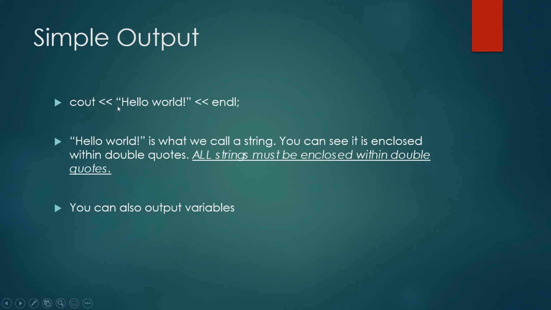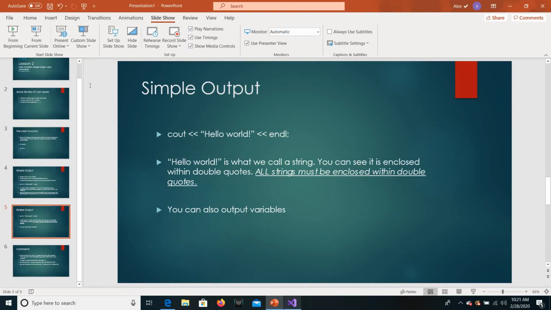The compiler will recognize that, okay, these are double quotes, this is a string, so whatever is inside the double quotes, I have to output to where you're outputting it to. You can also output variables. We'll get to that. We talked about variables last lesson, obviously. So if you have an int variable equal to 20 or something, you can output that variable, which will output the number 20.